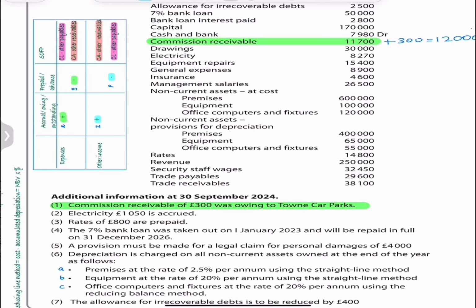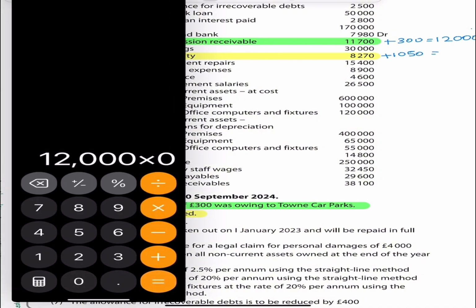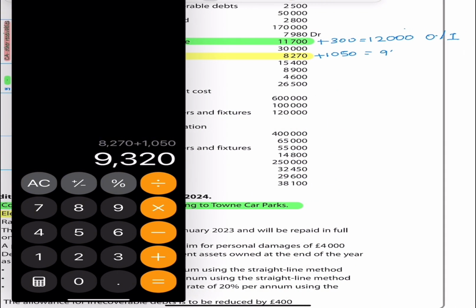Electricity owed or accrued 1,050. As you can see here, electricity is 8,270. Since it's accrued, you add 1,050. Therefore, 8,270 plus 1,050 is 9,320. This should be written under expenses.